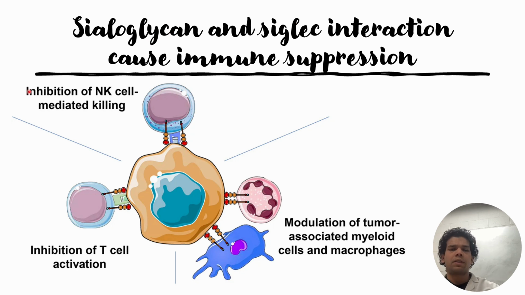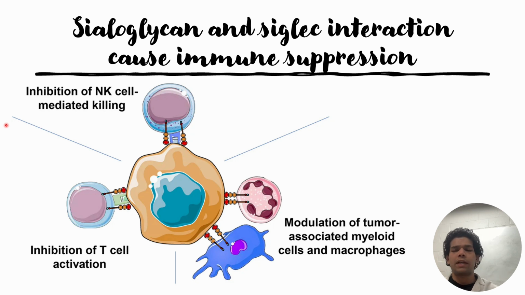We will start with the adaptive immune cells, which are the T cells. Activated T cells usually express the Siglec-9 receptors, which can interact with the Sialoglycans that are expressed on the tumor cells, and once they interact with each other, it will cause the inhibition of T cell activation. Thereby, T cells will not get activated further, and this will suppress the immune response by the T cells against the tumor cells.